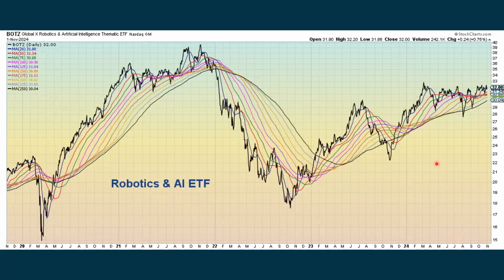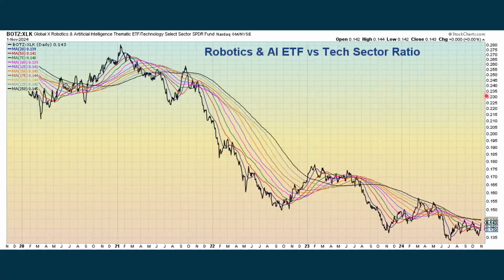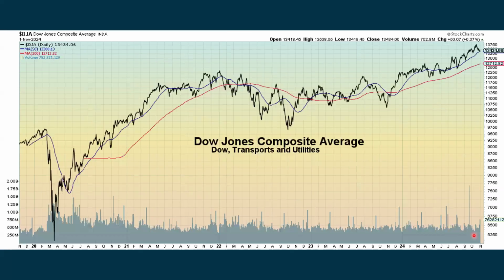The robotics and AI ETF is up at the top end and actually coming out of the rainbow and showing a little bit of an improvement here when we do a ratio between the AI ETF and the tech sector. The Dow Jones Composite, which is the Dow, the transports, and the utilities, seeing the Dow coming off of a recent all-time high. Transports doing a little better, but pretty much going sideways. Utilities have been strong in 2024, but they've been pulling back lately. We're coming down to close to the 50-day moving average with this composite here.